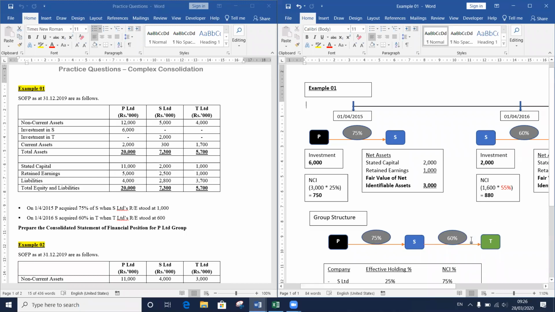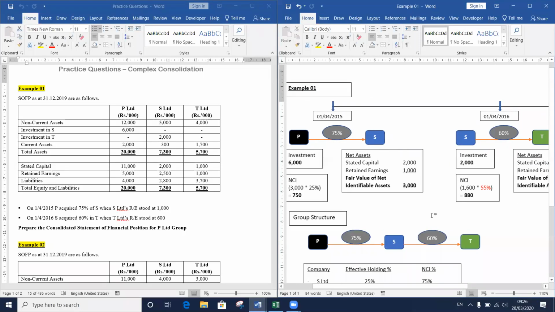Companies like this are called sub-subsidiaries. We directly invest more than 50%, therefore S is a subsidiary for us. And our subsidiary has acquired more than 50% of shares in T. So T is the subsidiary of S, and it is the sub-subsidiary of our company.